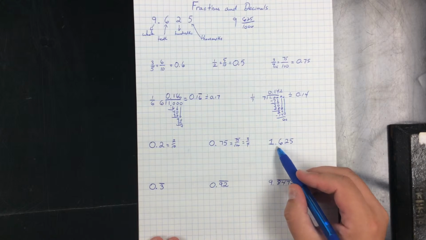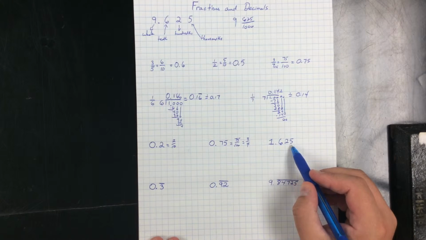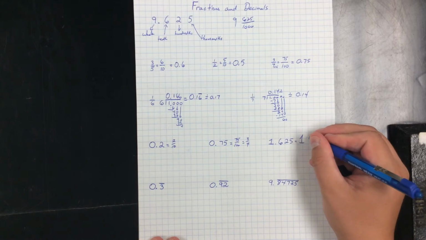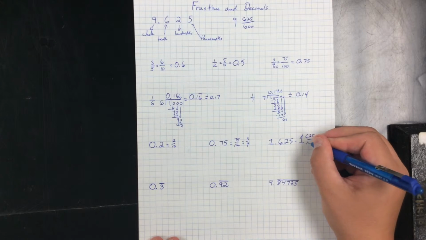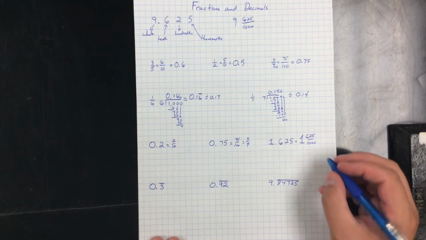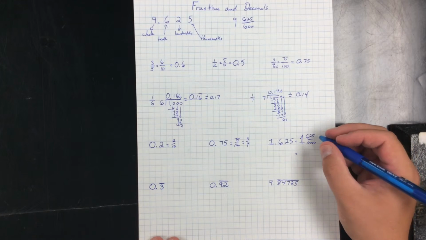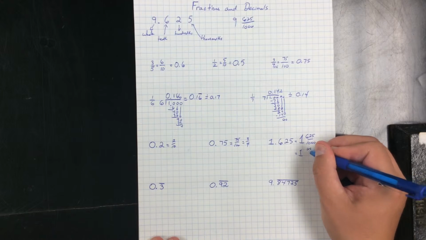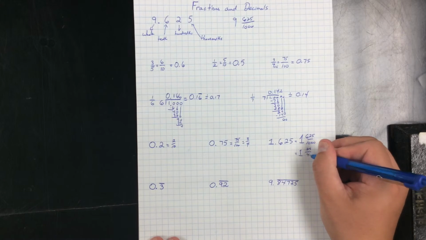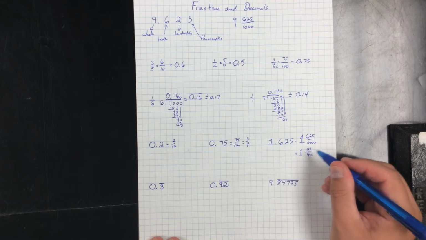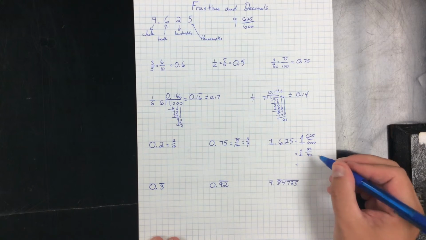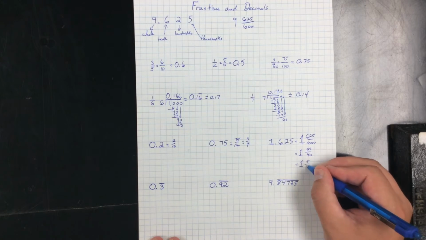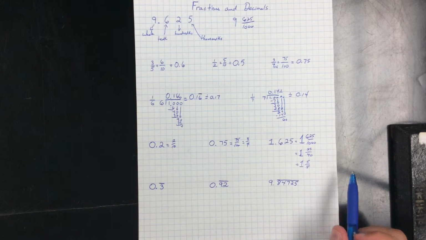So this one I say I have 1 and 625 thousandths. So I would change this and say I have 1 and 625 thousandths, which is not in lowest terms. Each of these divide by 25. So 25 times 25 is 625, and 25 times 40 is 1,000, so I end up with 1 and 25 over 40, which still isn't lowest terms because I can reduce it, divide by 5, so I end up with 1 and 5/8, which is in lowest terms.